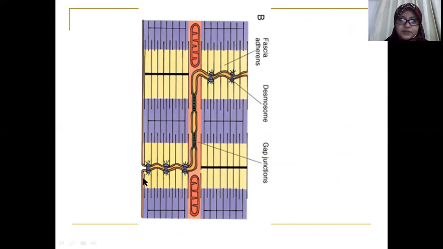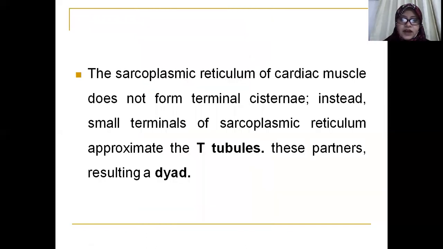This is another simplified figure where we can see these gap junctions present in the longitudinal section, and in the transverse section there is the presence of desmosomes and fascia adherens. The sarcoplasmic reticulum of cardiac muscle does not form terminal cisternae. Instead, small terminals of sarcoplasmic reticulum approximate the T-tubules. This pattern results in a dyad.